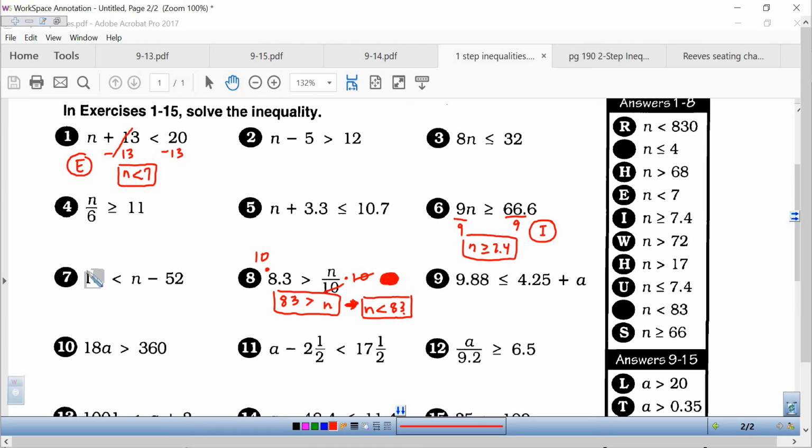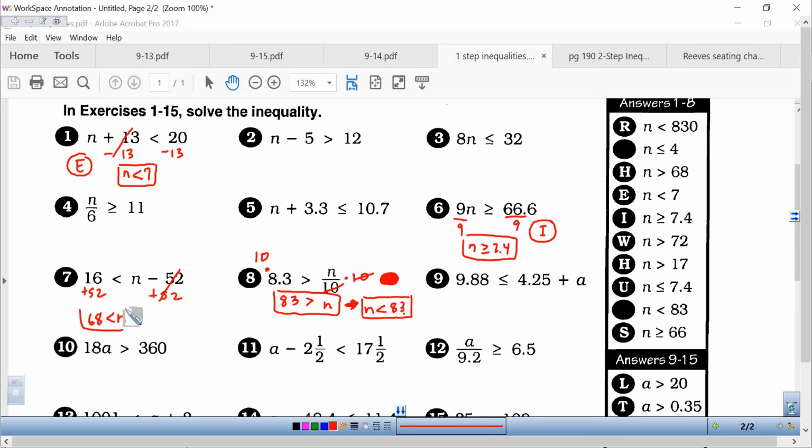All right, how about number 7? We'll just go back one here. All right, a number minus 52. All right, 16 is less than that. So I'm going to add 52 to both sides. When I do that, again, the subtract 52 and the add 52 cancel each other out. Well, 16 plus 52, that's going to turn out to be 68, is less than n.